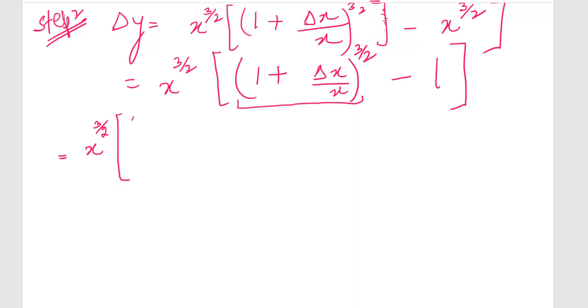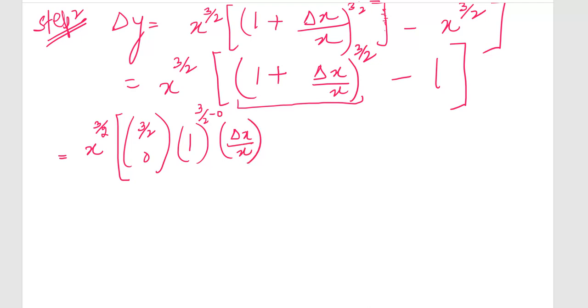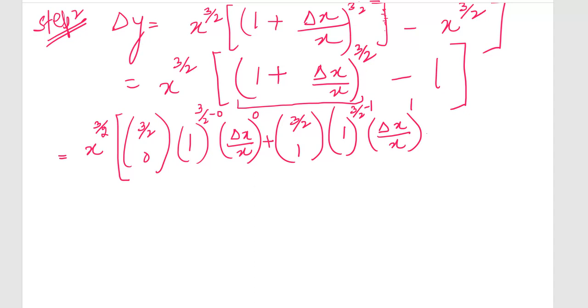Here n is 3 by 2, C0, and instead of a we have 1, so 1 to the power 3 by 2 minus 0. For b we have delta x over x and the power is 0, plus nC1. So this is 3 by 2 C1. Here we will write down 1 now. Power of a is 3 by 2 minus 1, and for b we have delta x over x power 1.